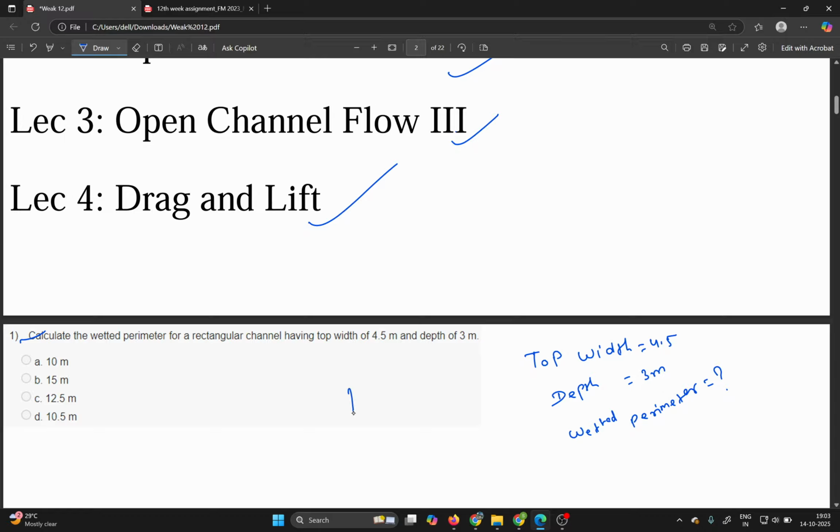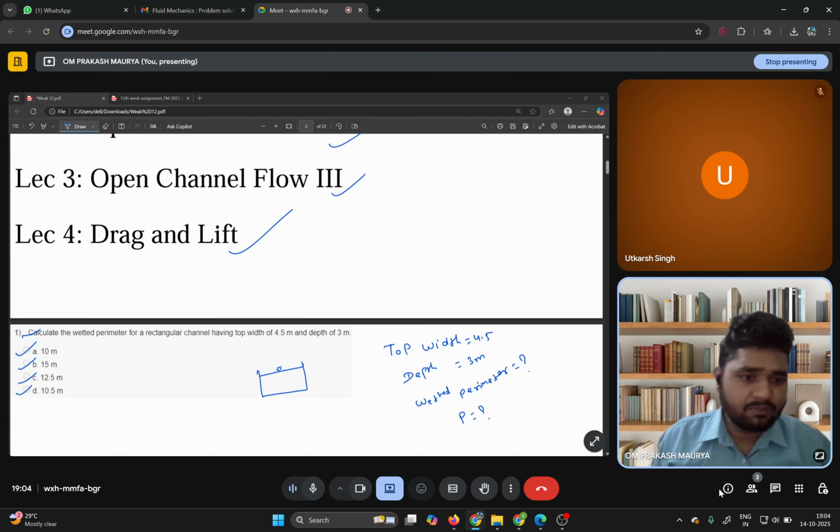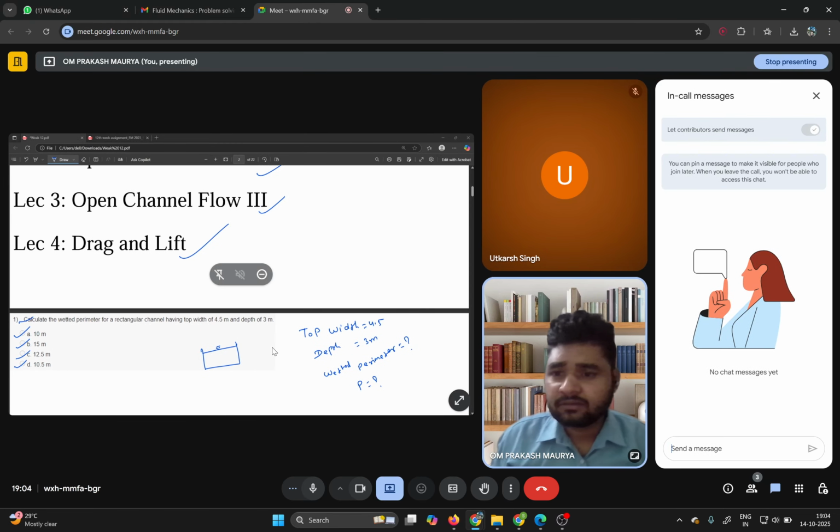So you have a rectangular channel section like that. Please try to calculate the wetted perimeter. How will you calculate? Just write your answer. Option A is 10 meter, option B is 15, option C is 12.5 and option D is 10.5. Please write your answer in the chat box. I'm waiting. Just try to calculate and write your answer please. Very easy question.